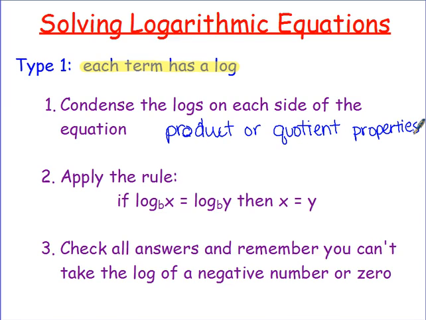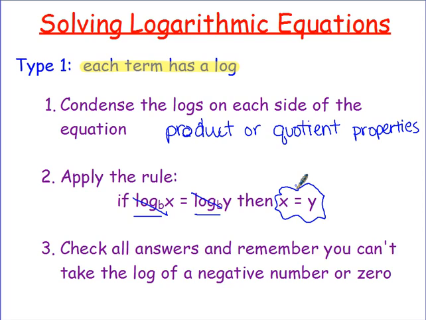Once you have it condensed, we apply this rule. If you see 1 log equals 1 log, okay, not 2 logs, not 3 logs, 1 log equals 1 log, the log parts can cancel. And all it leaves you with is a very easy to solve x equals y equation. And you'll use basic algebra and you'll solve for whatever letter is in your equation.